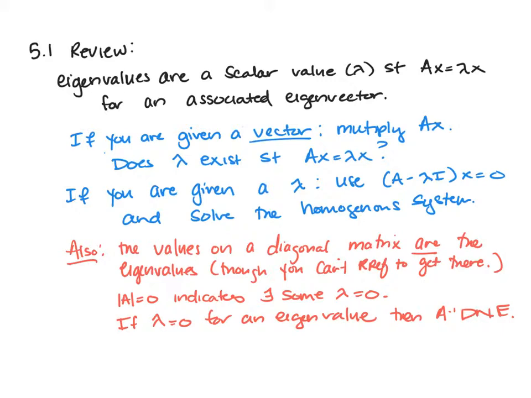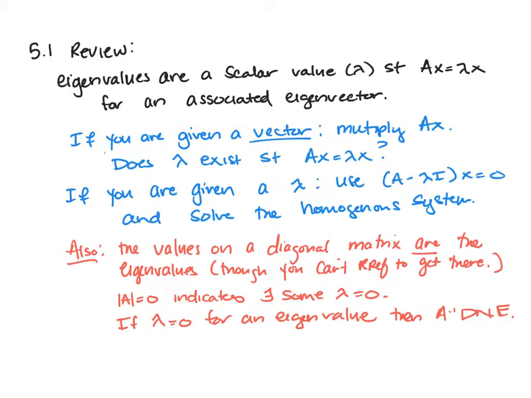So eigenvalues are a scalar value such that Ax equals lambda x for an associated eigenvector. So it's like a special situation where the transformation times the vector is the same as if you're just increasing the magnitude on that vector. And that special relationship creates this eigenvalue-eigenvector relationship.